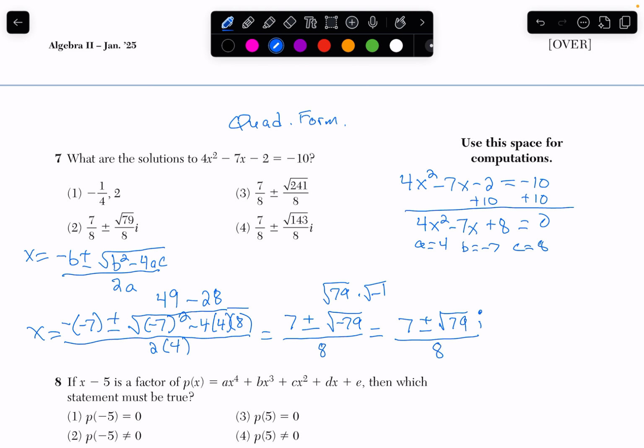And of course, they don't give it to you in that form. They actually use the distributive property. They do this divided by this. So you get 7/8 plus or minus this times this, because you could use the distributive property, which is the square root of 79 divided by 8, because you can only divide real numbers, times i. And this was choice number 2.